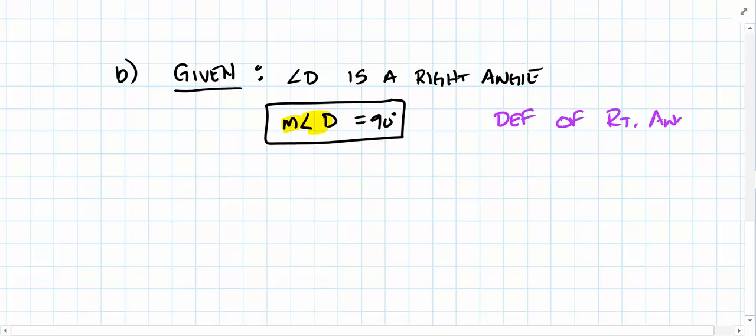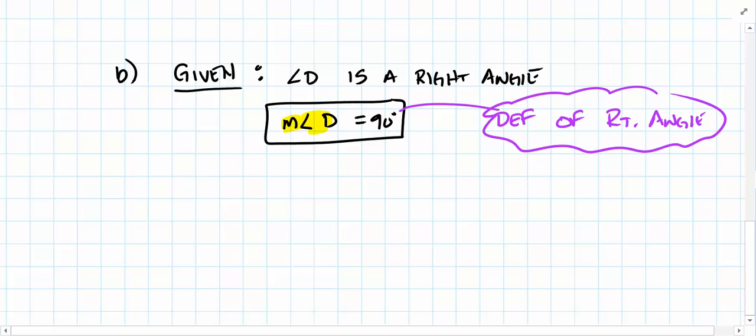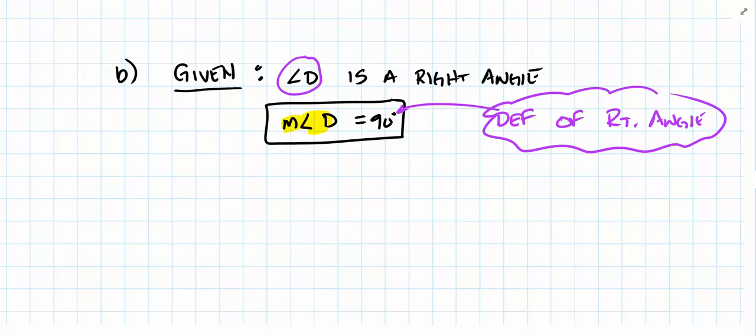Does that make sense, you guys? That's what allows me to make this statement. And do you remember, make sure you understand when we have the measure of angle D is 90 degrees, we're talking about the actual measurement, and we've just been given something about angle D. Angle D is a right angle, therefore the measure of angle D must be 90 degrees because that's the definition of a right angle. Does that make sense? We're building your geometry proof skills here.